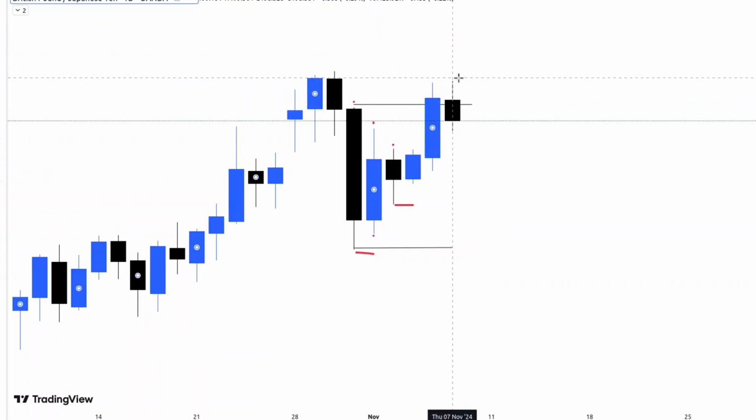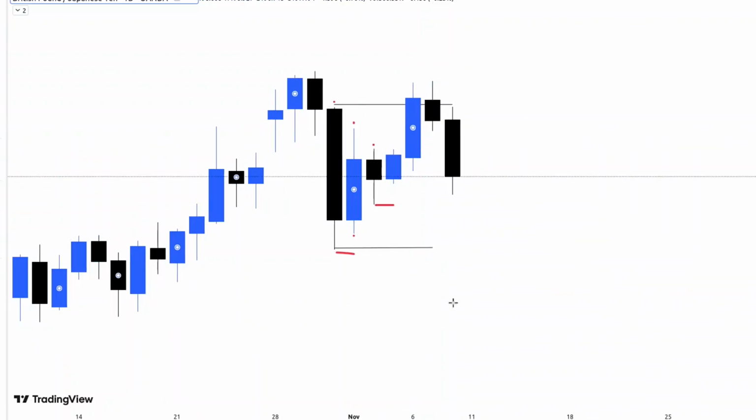We can see the next candle swept that high here, but closes inside this range. It closes inside the range of the previous candle. And when it closes inside the range of this previous candle, our next candle will likely take out this low here. So as you can see, the next candle took out that low and closes deep.